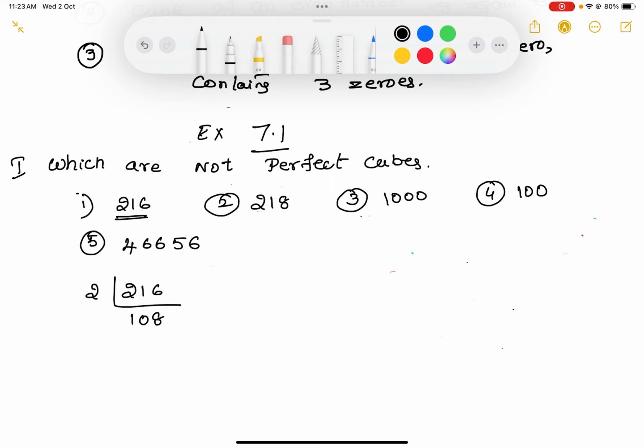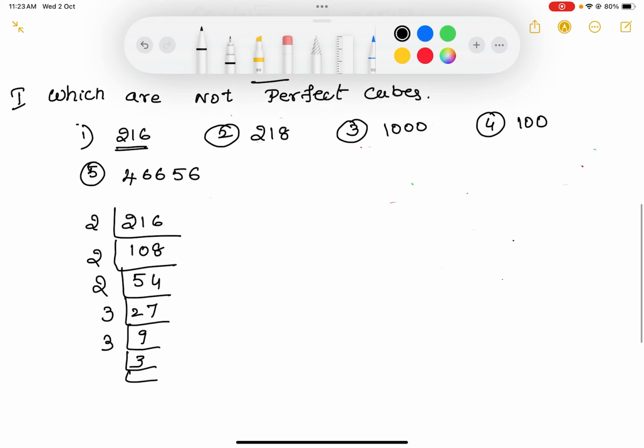Why am I writing 0 here? Because we are taking 16 at a time. Now again it is 2 5s and 2 4s. And again 2 2s and 2 7s. Now again 3 times 9. Again 3 times 3. Again 3 times 1.